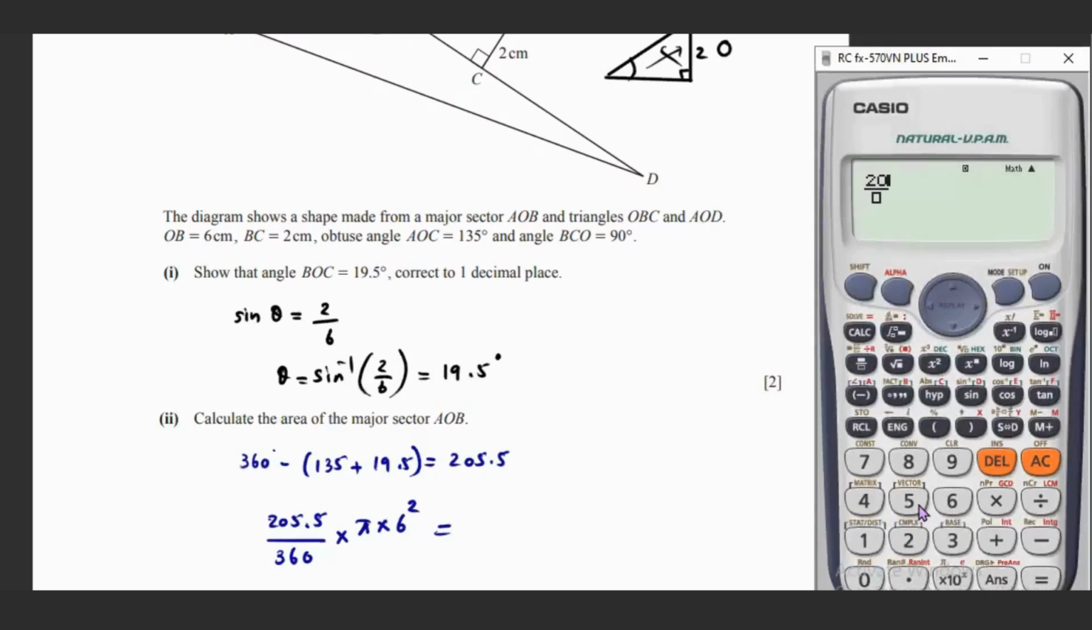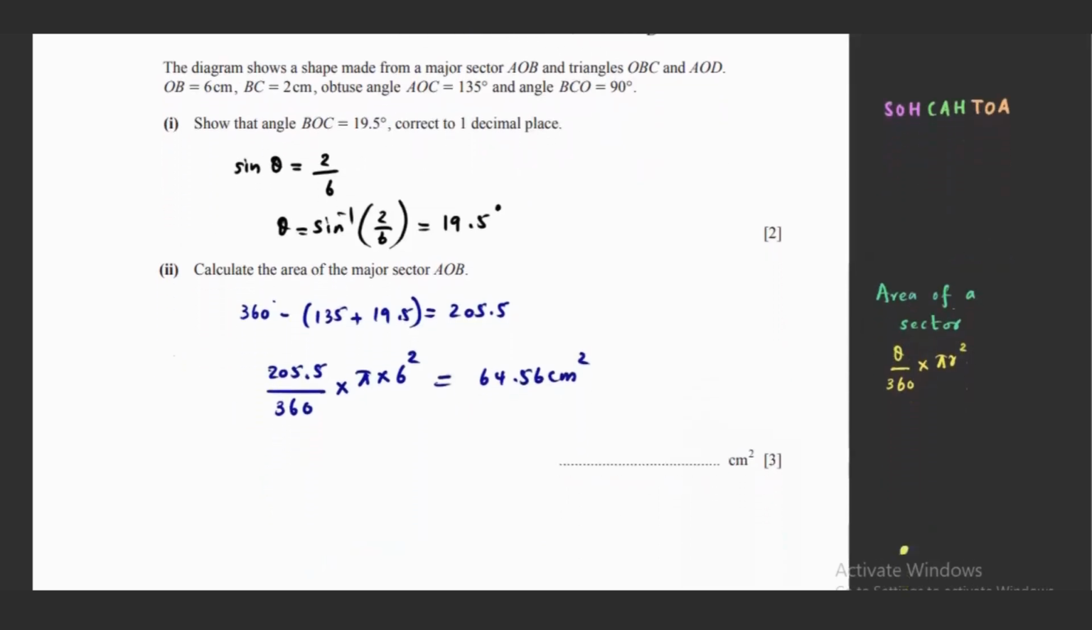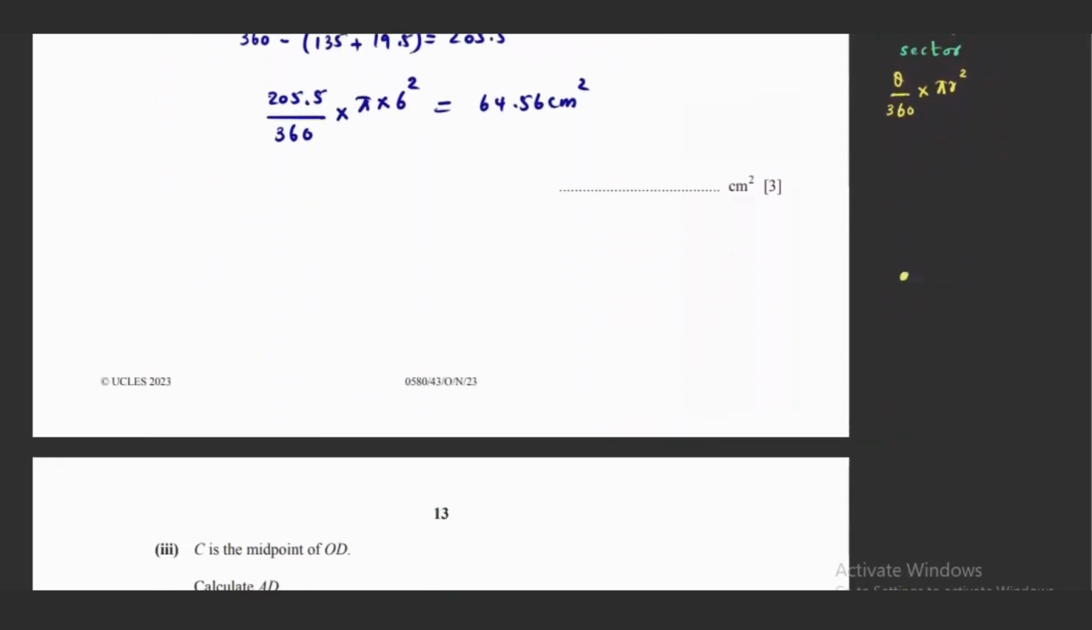So 205.5 divided by 360, and then I need to times it with pi, and then 6 squared. So this is equal to 64.559. So correct to 2 decimal places, it's going to be 64.56. So 64.56 square centimeters is the area of this sector. Let's move on to the next part that we have.